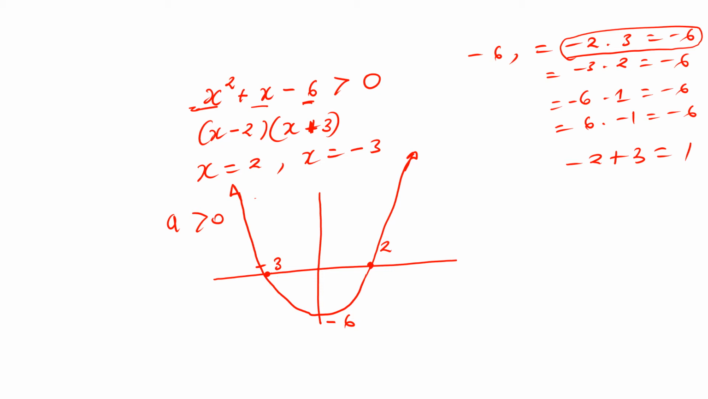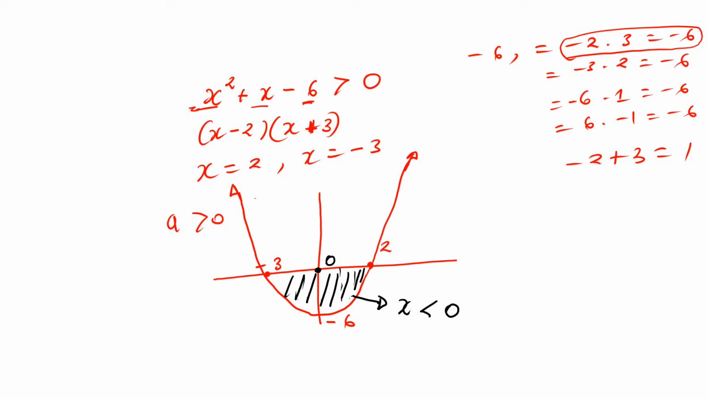Let me grab another color. In this part of the graph, y is less than 0, because 0 is right here in the middle. But which part represents the values of x that give us y values greater than 0? So we're going to try another marker.